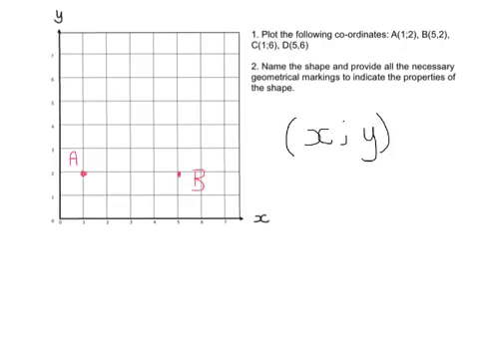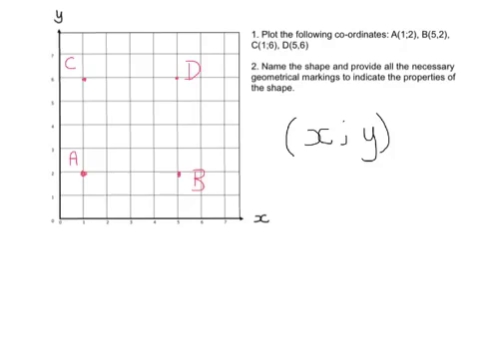Follow the same process for the remaining 2. C, it tells me to go to 1 and then up to 6, so I'll make my marking there for C. And D tells me to go 5 across and 6 up, and I'm going to mark that D.